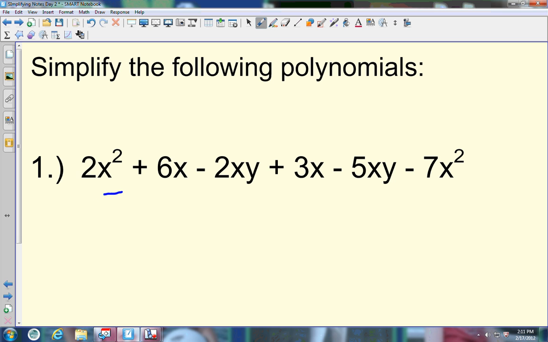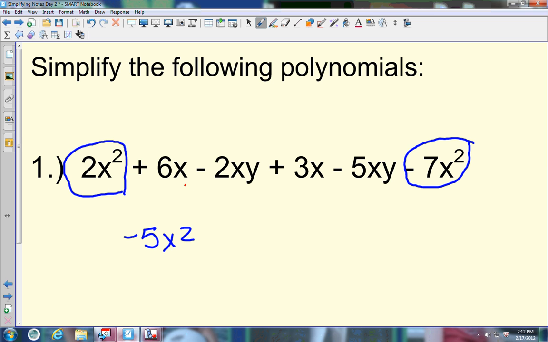So right here, I have 2x squared. As I go through and look, I've got another x squared right here. It's minus 7x squared. Okay, well these two things are the only x squared, so let's put them together. 2 minus 7, negative 5, x squared.